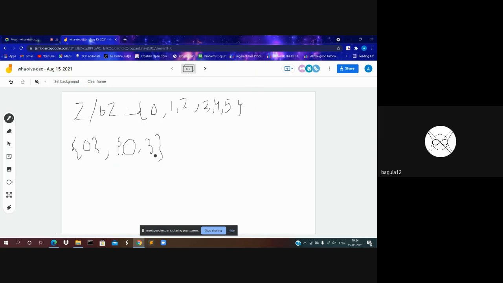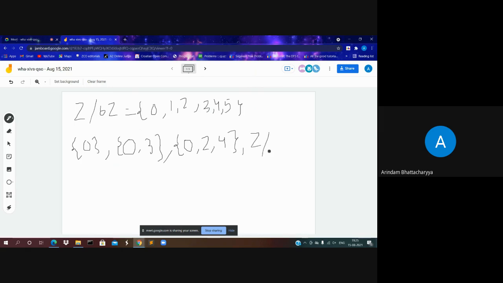But what is the inverse of 3 here? Itself. We are considering mod 6, so 3 plus 3 is 0 mod 6. Okay, let's put 2. Does this suffice? No, because here the inverse of 2 is 4. Now it suffices.